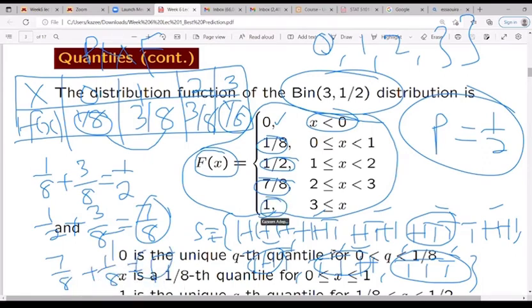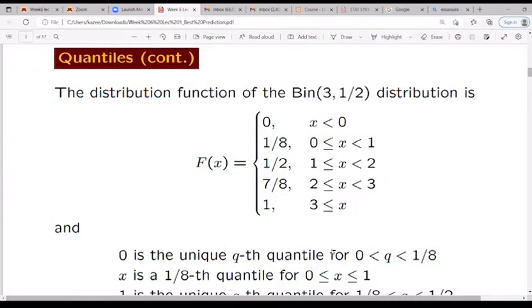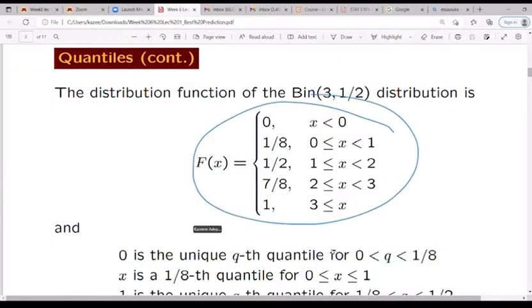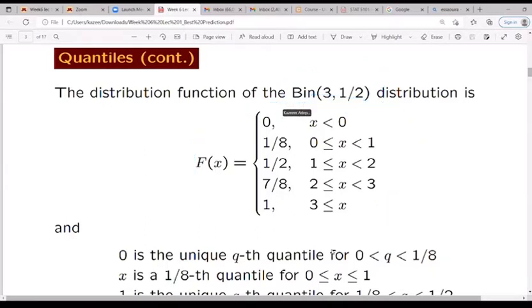And that is basically going to be for 3 less or equal to X, or X greater or equal to 3. Now, before you can actually get your CDF, you need to first get your PMF. Okay, we've gotten our PMF. Now we got the CDF now. So this guy is actually the distribution function for this particular distribution. And you can only talk about the quantile if you already have your distribution function.